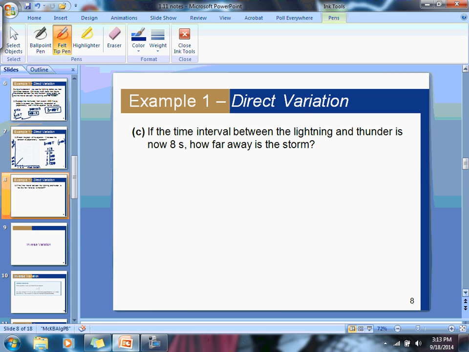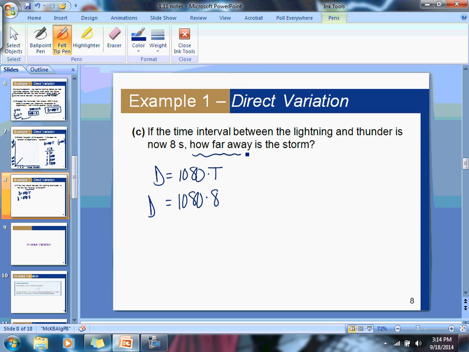Okay, and then for part C, now we want to use that equation and we want to interpret it to help us find some more data. If the time interval between the lightning and the thunder is now 8 seconds, how far away is the storm? So we're still using that equation that we wrote, D equals 1080 times T. Okay, so now it says if the time is 8 seconds, so I'm going to substitute in 8 for the time. How far away is the storm?